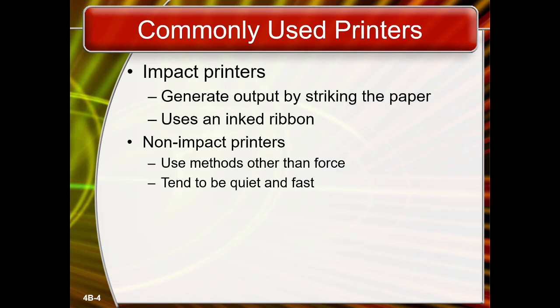Impact printers usually generate output by striking the paper, and they use an ink ribbon or a similar phenomenon. Whereas non-impact printers use methods other than force. It may be spray, it may be heat, and so on. And they tend to be quiet and fast.